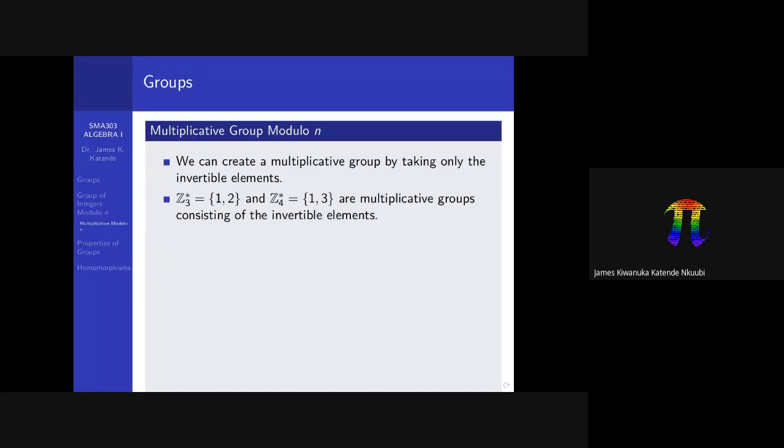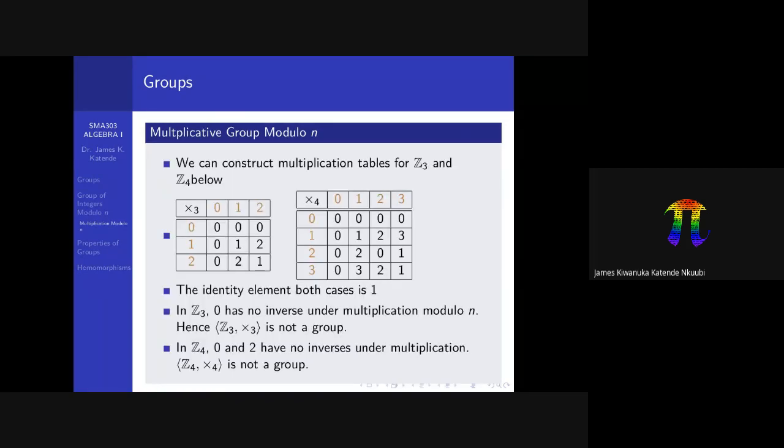So let's go back to Z3, our favorite example. You can see 1 and 2 are co-prime to 3, so they will have inverses. In particular, 2 is the inverse of 2's partner 1 under this multiplication modulo 3, and 1 is the inverse of 2 as well. Again, here only 1 and 3 will have inverses. So the inverse of 1 is itself. Also, the inverse of 3 is itself, right?